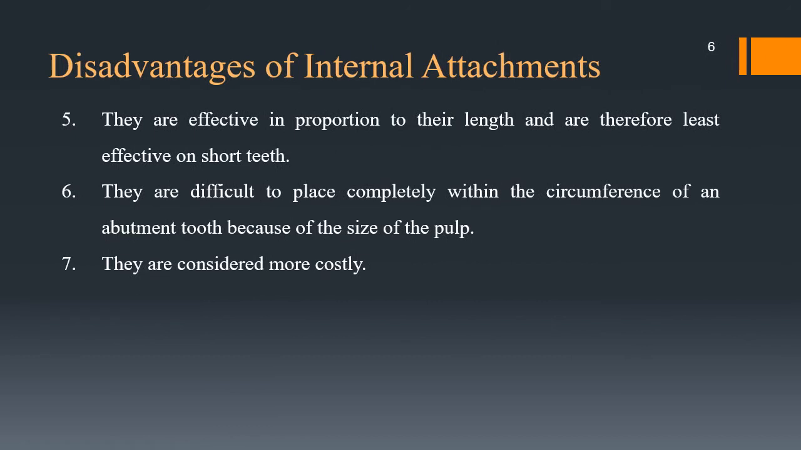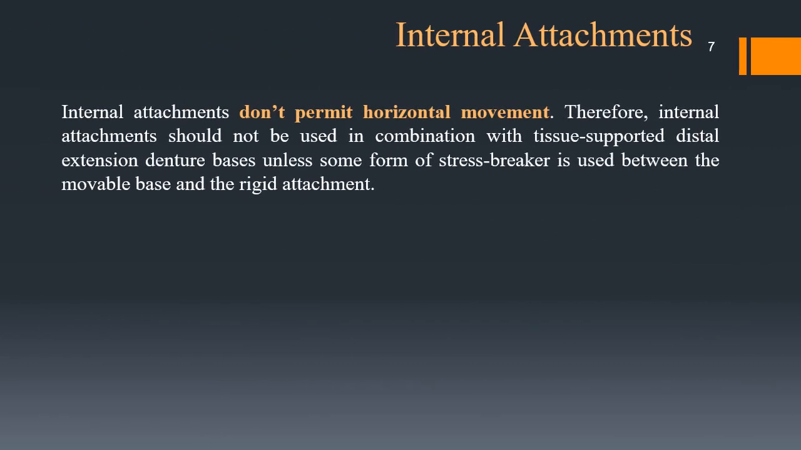They are effective in proportion to their length and are therefore least effective in short teeth. Also, they are difficult to place completely within the circumference of an abutment tooth because of the size of the pulp. And lastly, they are considered more costly. Internal attachments don't permit horizontal movement.